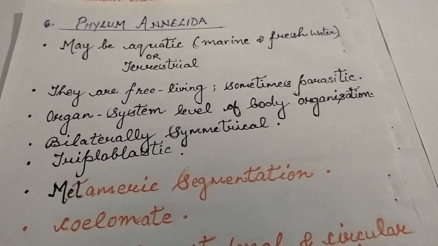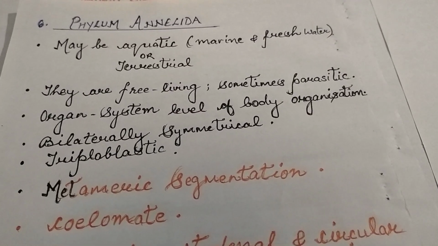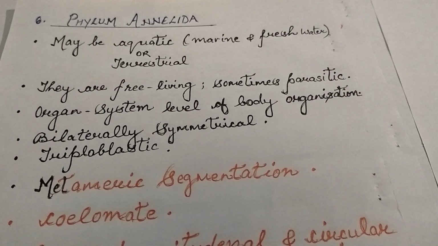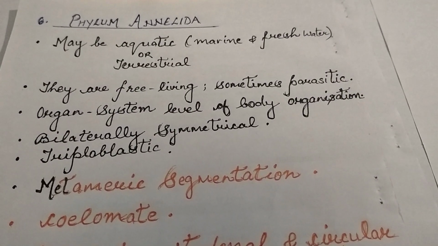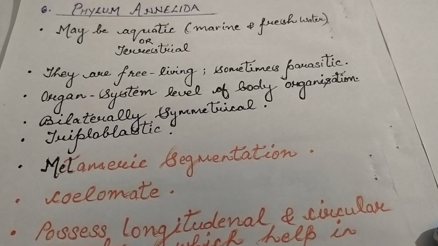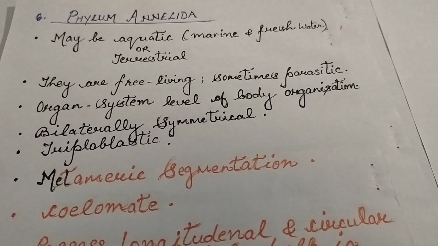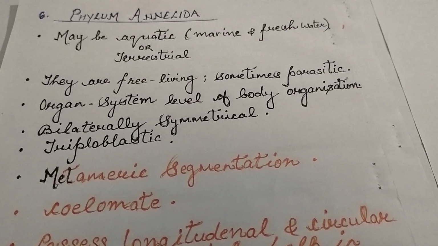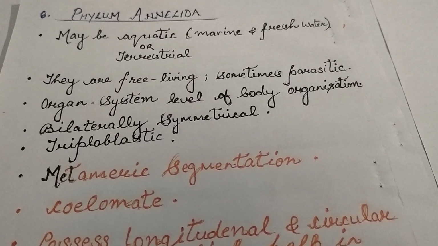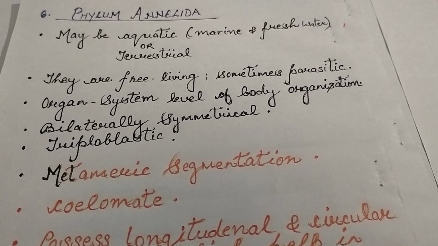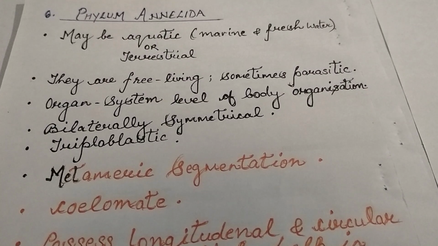Next, organ system level of body organization is found. Again, there are various organ systems performing their specific functions. Next, they are bilaterally symmetrical. Similarly, as we have studied in nematodes, the body when split into two halves on a single plane divides into equal right and left halves.